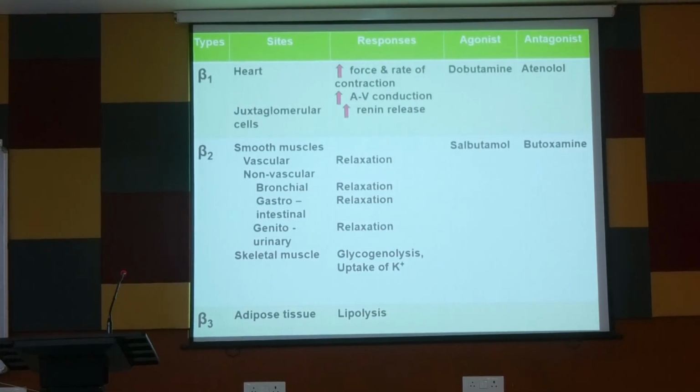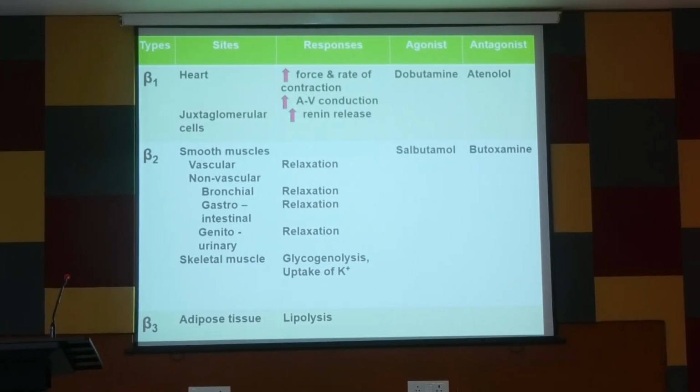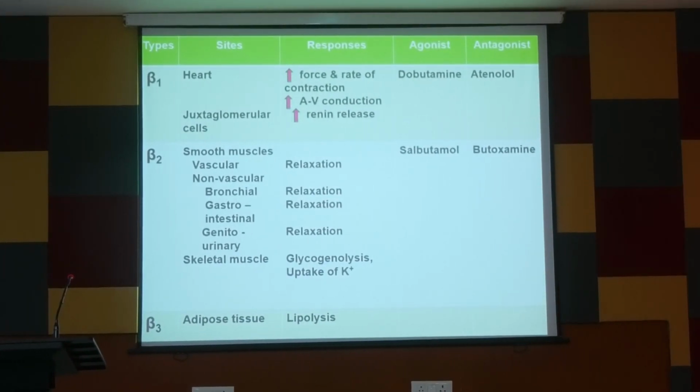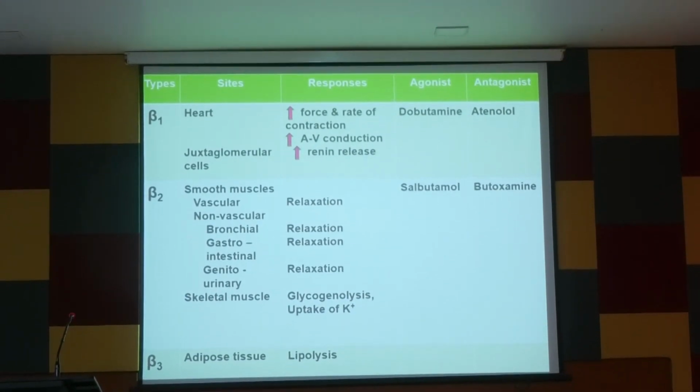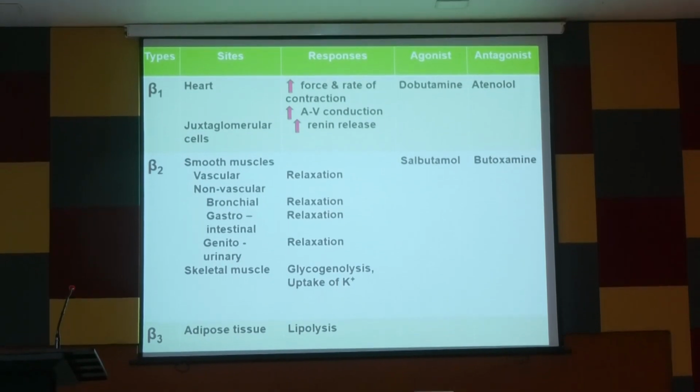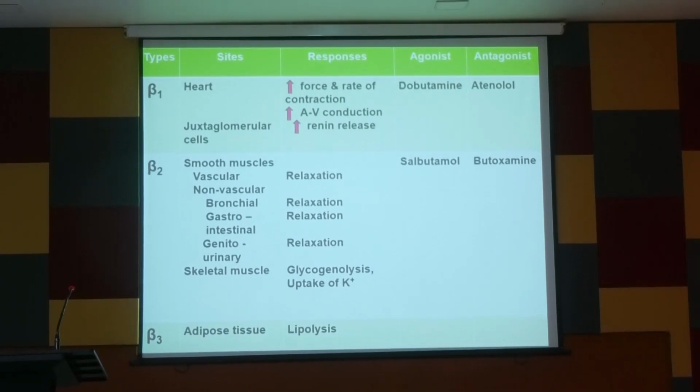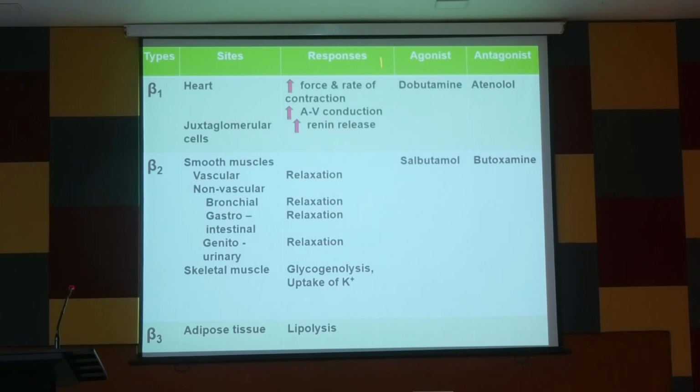Now coming to the beta receptor. It may be divided into beta 1, beta 2 and beta 3. Obviously the most important is the beta 1 and beta 2. Beta 3 not very much important. Beta 1, the main site or location is the heart. Positive inotropic, positive chronotropic effect, that is the increased force and rate of contraction, increased AV conduction.